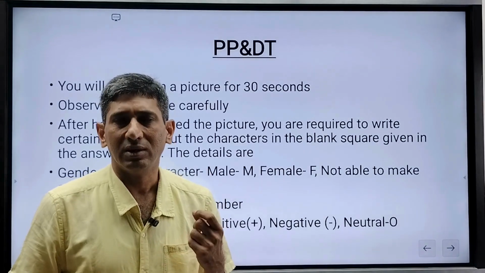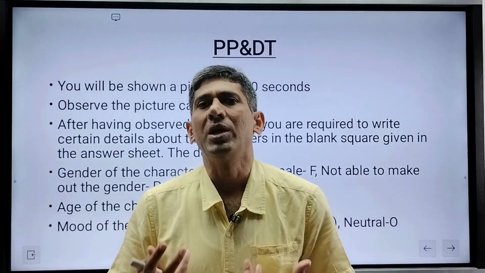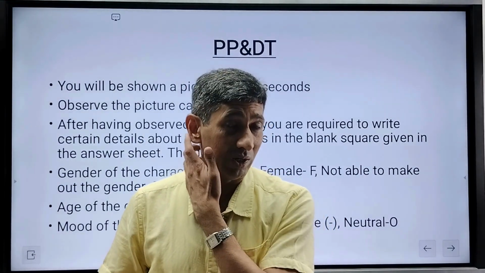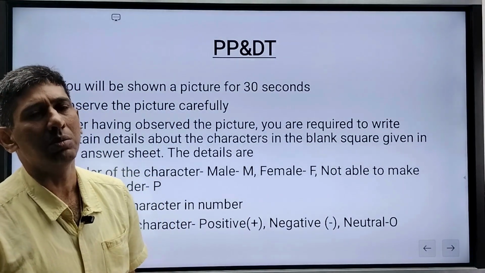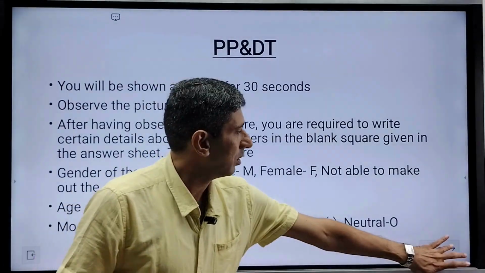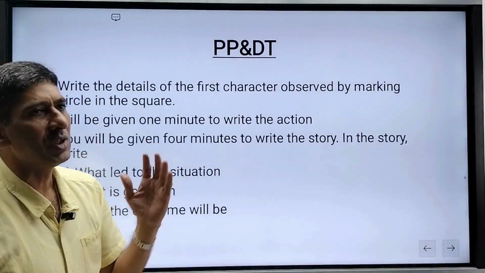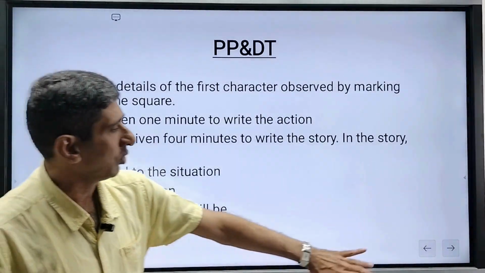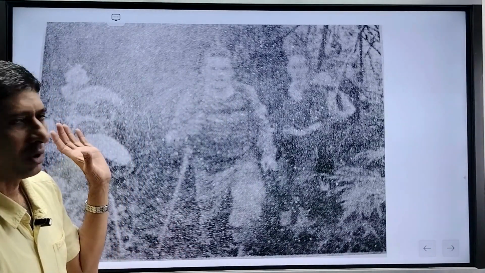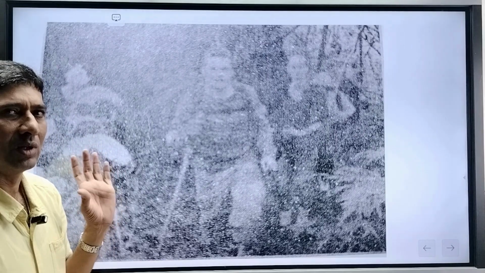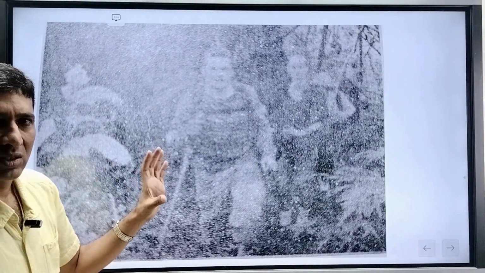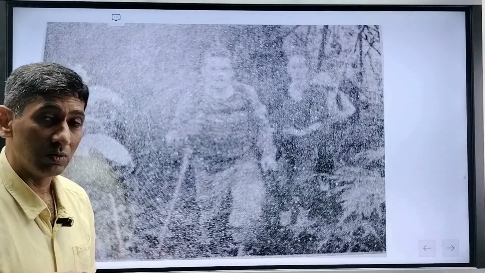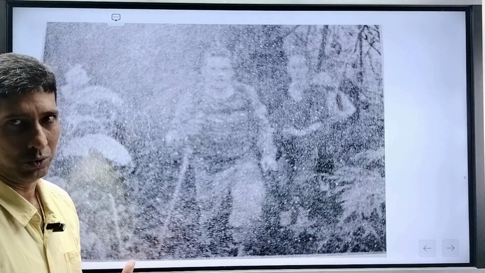In this, remember that the action which you mention will be explained by you in the form of what has led to the situation, what is happening right now, and what is the most likely outcome as perceived by you. When you see a particular picture, try to observe the picture when you are given the time of 30 seconds. Look at that picture, see the number of characters, their age, their sex, mood, what you think has led to the situation, what is happening right now, and what is the most likely outcome as perceived by you.